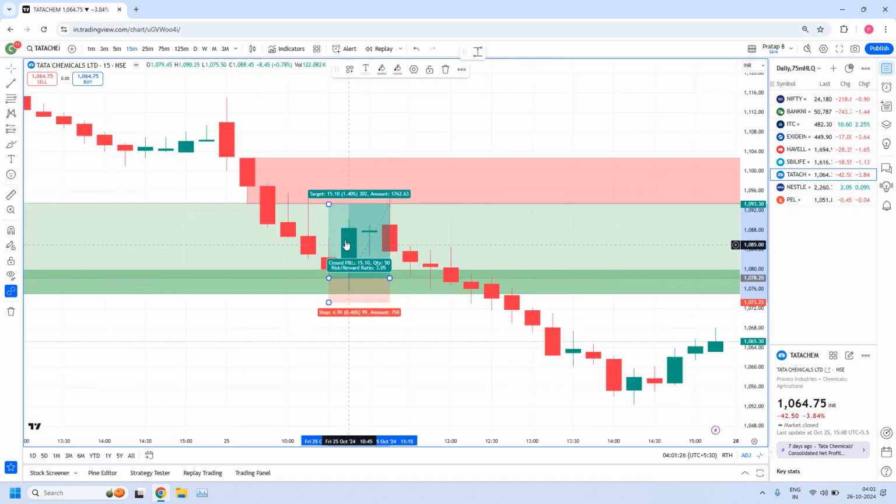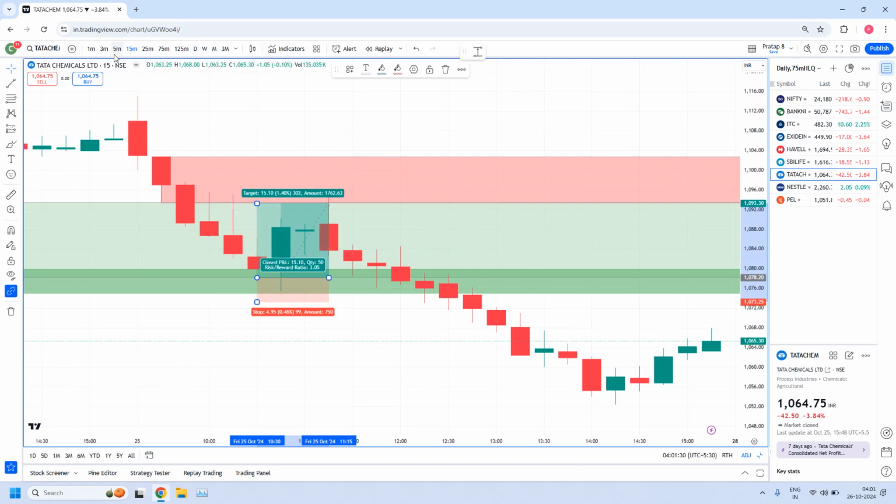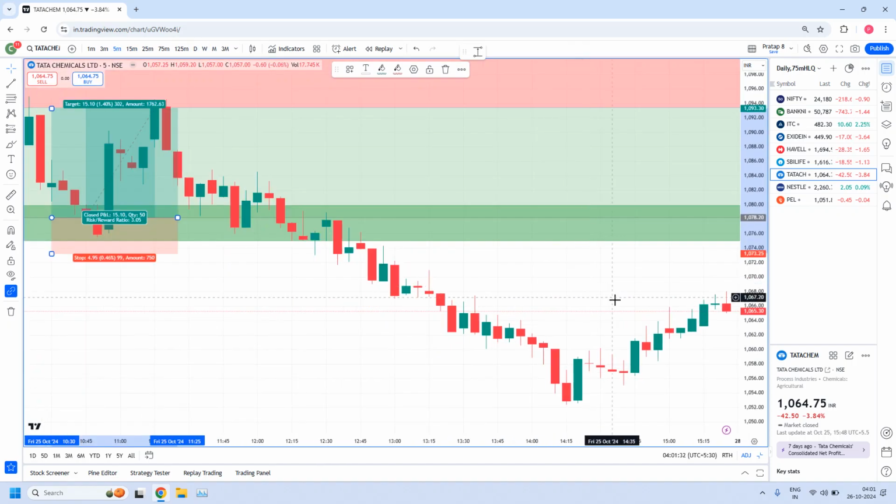But see, the prices entered into this zone. They entered into this area. Let me go to 5 minutes, you get even better clarity.